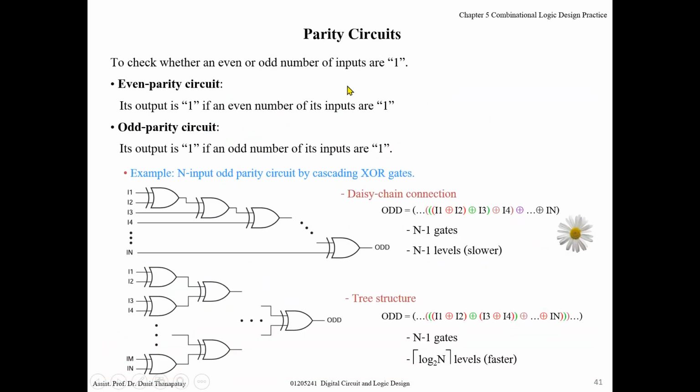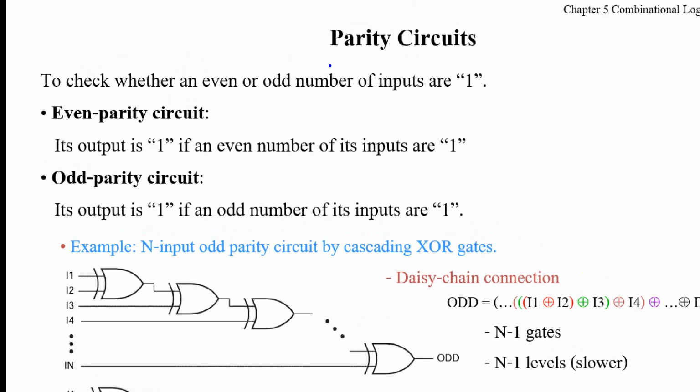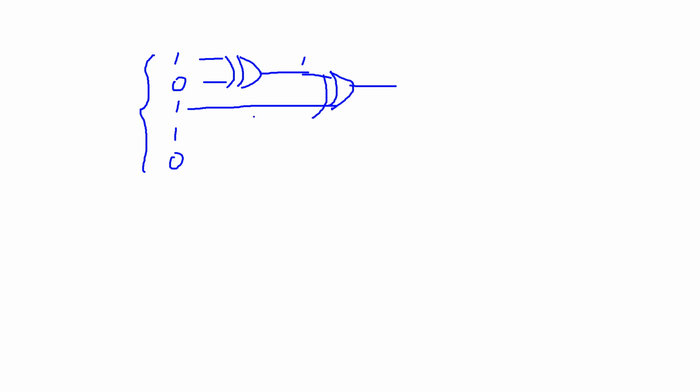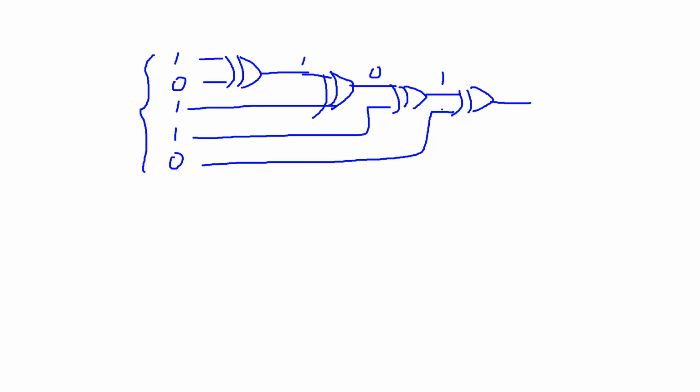And some applications for XOR. The first one is the parity circuit. Parity is used to check, okay, the number of logic ones. Namely, for example, if the input is 10110, the number of logic ones is 3, right? It's odd. If I use something like this, XOR, right? 1 XOR 0 is 1. And then XOR 1, 1 XOR 1 is 0, right? And XOR 1 again, 0 XOR 1 is different, is 1, okay? And XOR 0. The result is what? 1 XOR 0, different, is 1. So if the output is 1, that means the number of logic 1s is odd.